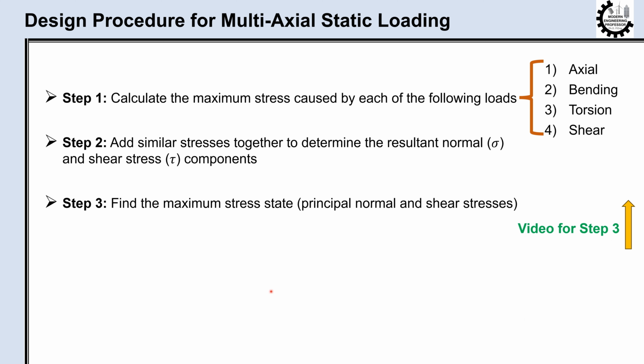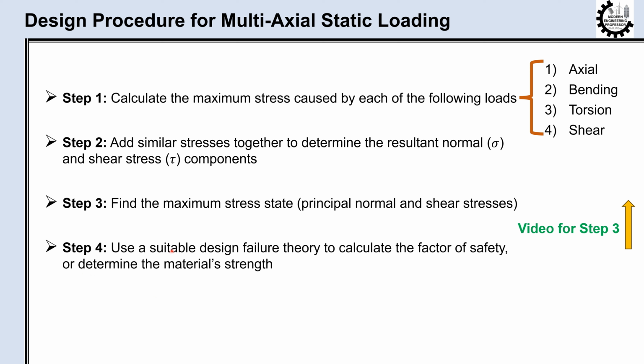And finally, in step 4, we need to use a design failure theory that is suitable for our application. We will calculate the factor of safety if the material's strength is known, or will determine the material's strength if the design factor is prescribed. Several important design failure theories were discussed in another video that is linked on the top right of the screen.